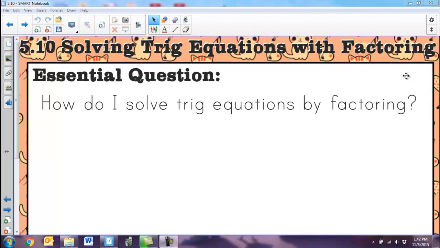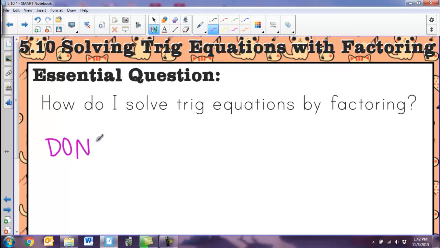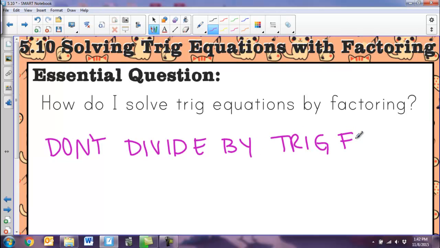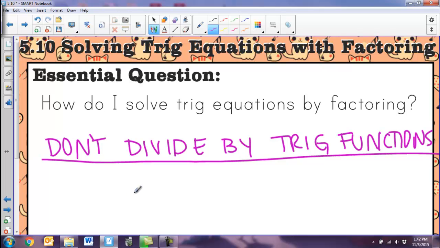The biggest thing here, and it's something that you saw in Algebra 2 and that you might want to write real big across the top of your paper and highlight it and underline it, is we cannot divide by trig functions. When you are solving equations and you see equal signs, you cannot divide by trig functions.